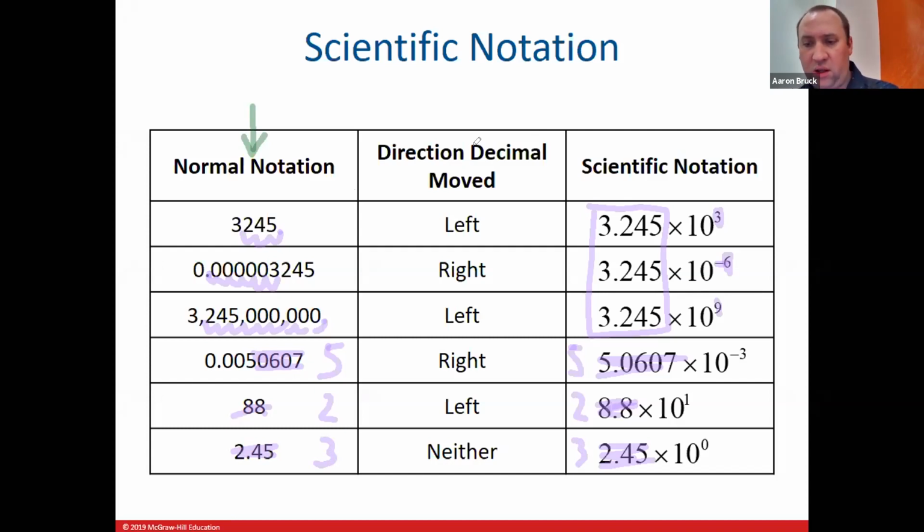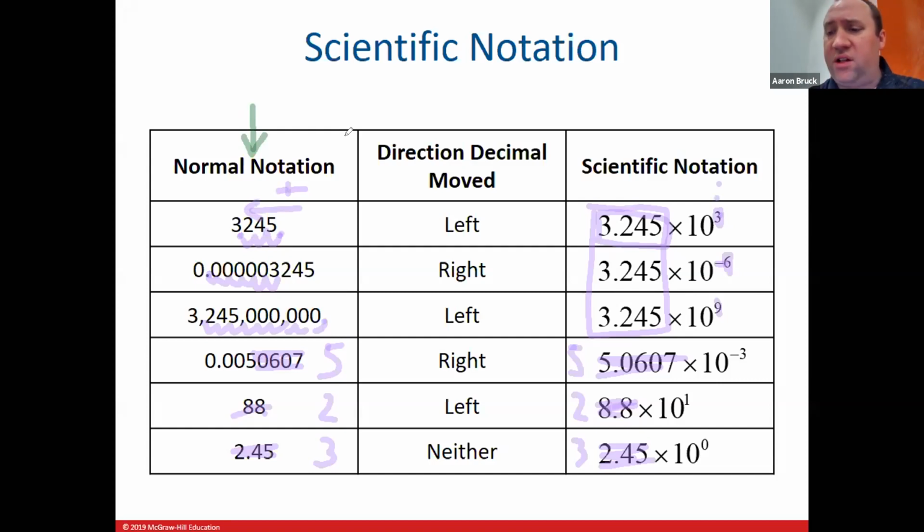All right, so in this first one, we had 3,245. The decimal point was here at the end of the number. To move it to the appropriate place between the first 2 significant figures, that means I had to move it here. To go from here to here required me to move the decimal place 3 times. Once, twice, 3 times. Since I moved it to the left, that means it's going to be a positive exponent. And so I moved it to the left 3 places. This is a positive 3 exponent as a result.